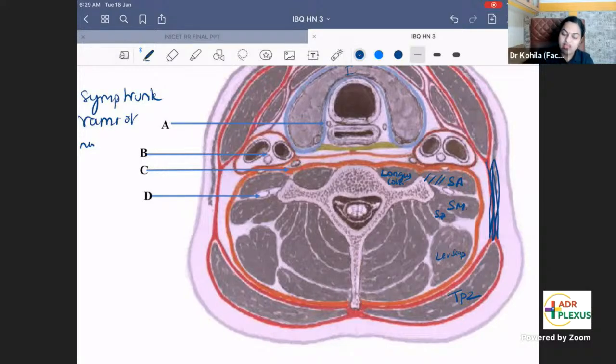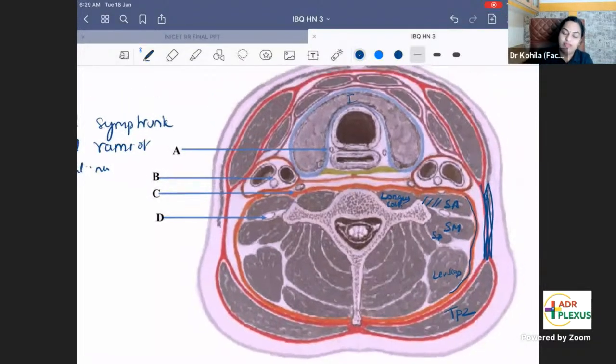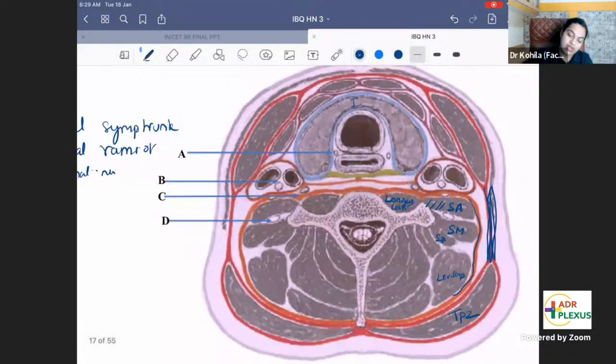Are you with me? Scalenus anterior, scalenus medius, scalenus posterior, levator scapulae, forming the floor of the posterior triangle. The floor is covered by the prevertebral layer of the deep cervical fascia. In the roof, we have the investing layer of deep cervical fascia. Now, where will the phrenic nerve be? Vishnu or Pavitra, where do you expect it to be?